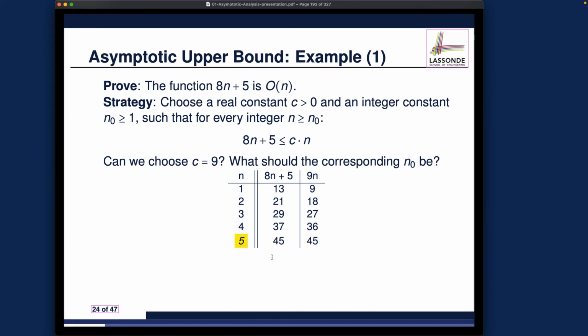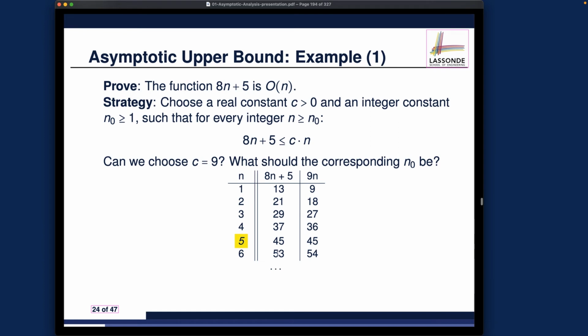5 seems to be very promising because after plugging 5 into this function here, we got 45, which is equal to 5 plugged into 9n, which will be 45 as well. It seems like the upper bound effect is starting to happen, but we want to be a little bit more conservative. You want to just try a few numbers to make sure the trend is not going to negate the upper bound effect. What about 6?